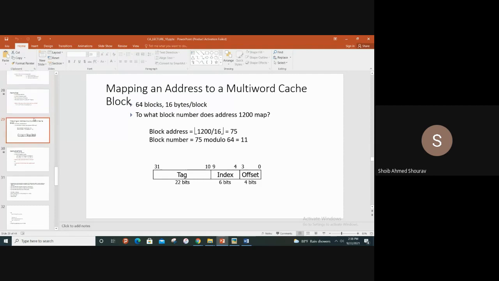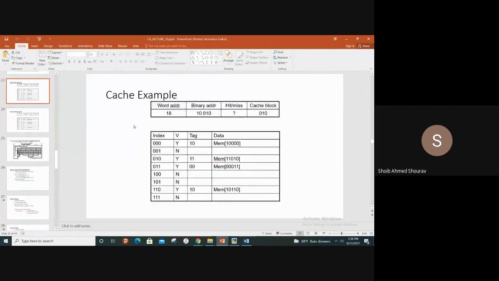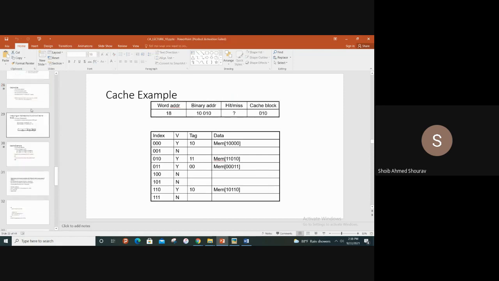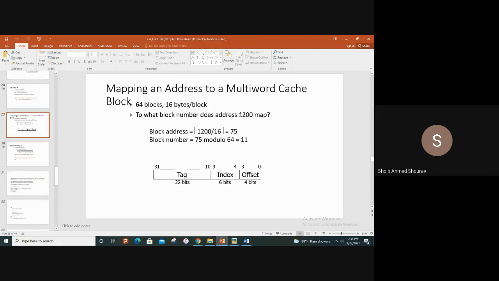The question is simple in here. We are not asking what will happen for the processor demanding 18 number word. We are asking where it will go. Your answer should be simple: cache block number 010. The question is simple in here. In which block will 1200 number byte go?